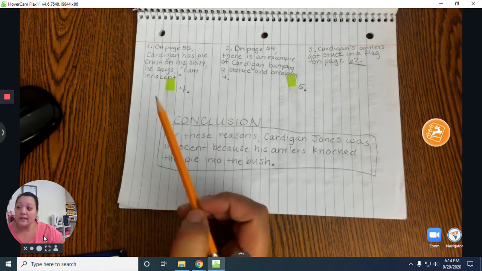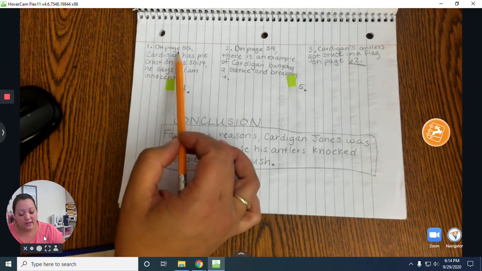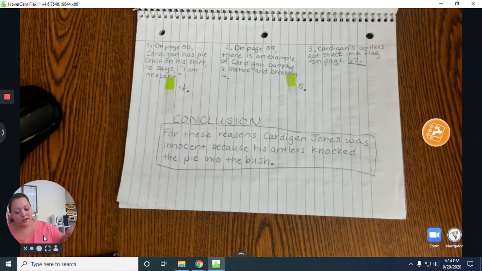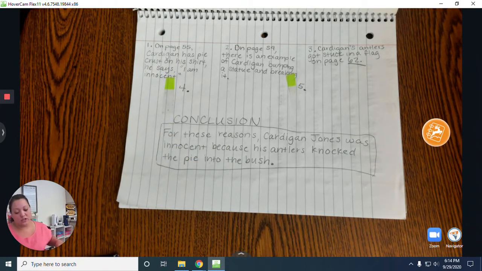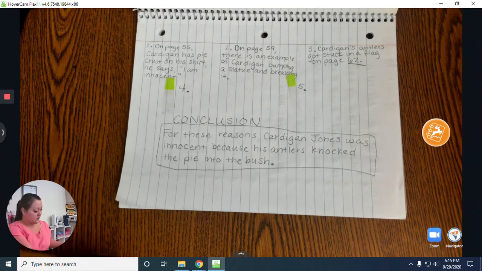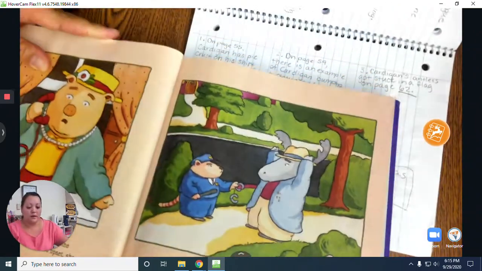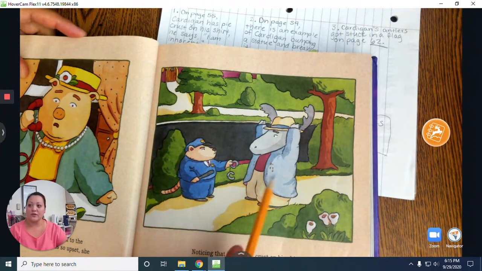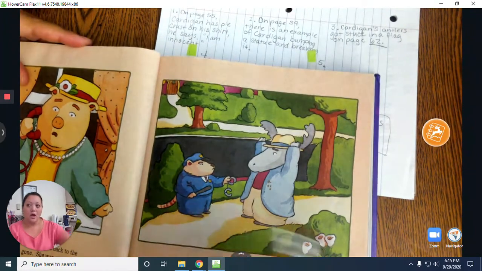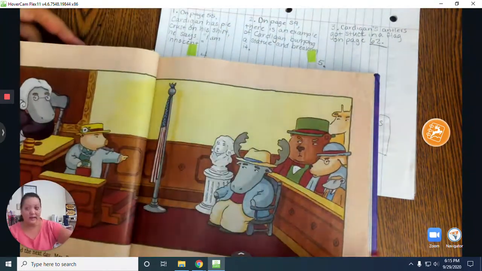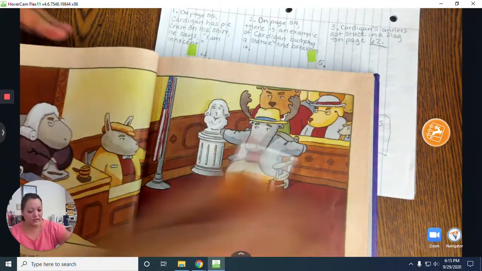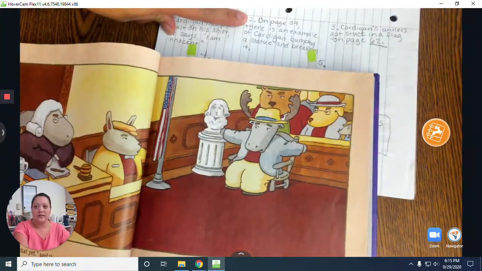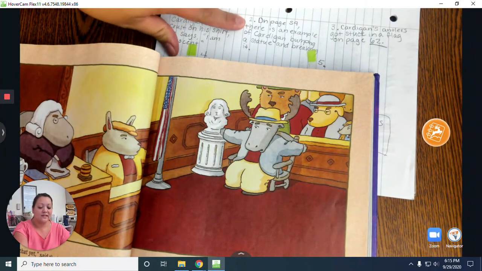Now, as a class, we found on page 55 that Cardigan has pie crust on his shirt. Those were some observations that we made, and that he was declaring innocence. So I don't know if you can remember, on page 55, that's where we found that. For this one, we used the picture. On page 59, and the reason I know that it was on page 59 is because we actually cite our source.